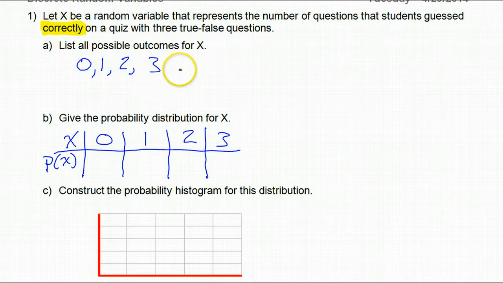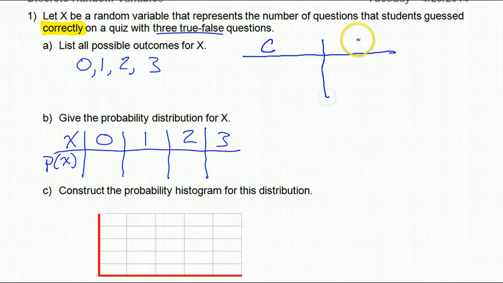There are 3 true-false questions. If you're guessing, you're either going to get the question correct or incorrect. So those are the 2 choices we're going to put on our tree. When it comes to the first question, you guess: either you get it correct, C, or you get it incorrect. Those are the 2 choices for question number 1.